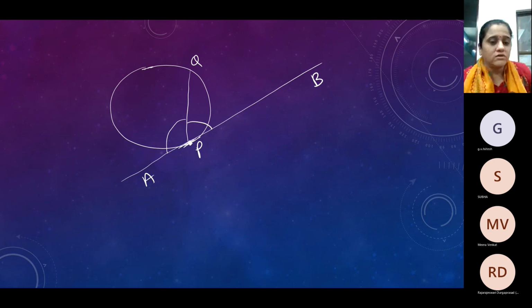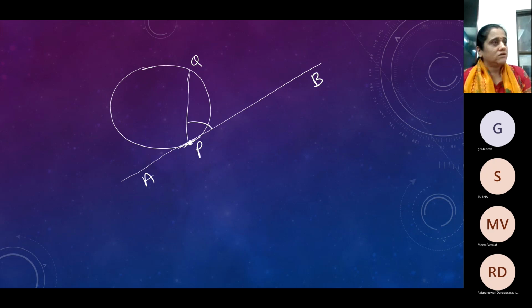Now, we'll take one angle at a time. Let's take this angle, QPB. It's the angle between the chord and the tangent on one side. All right, keep this. Now, this chord makes two segments of the circle.